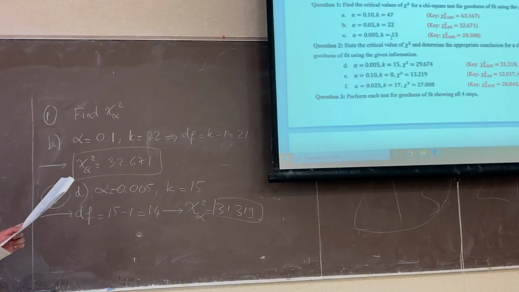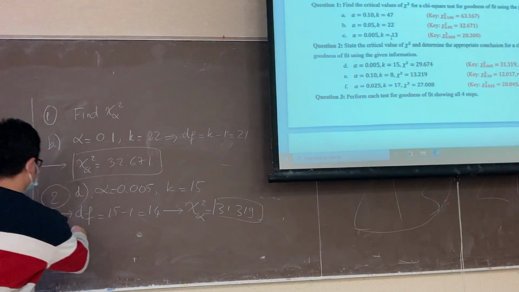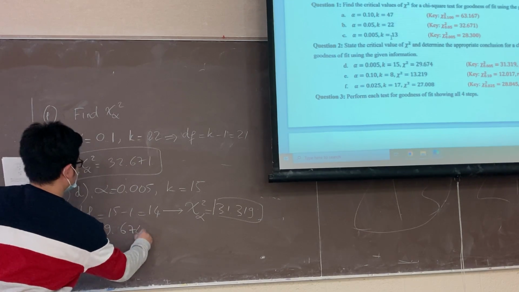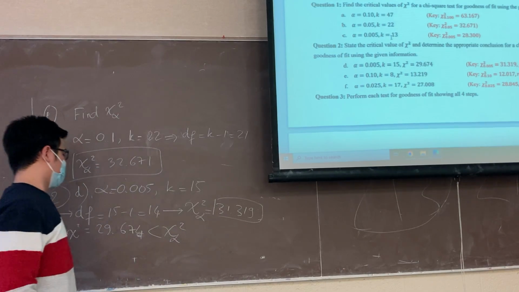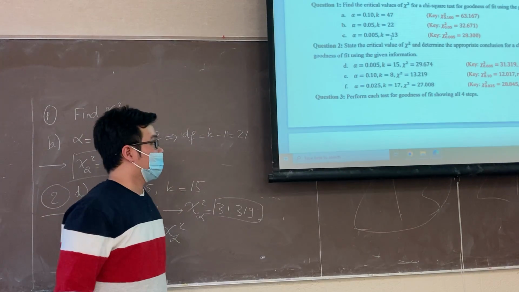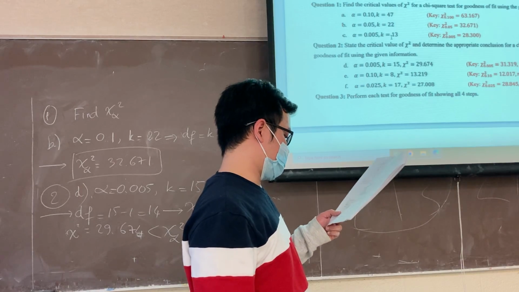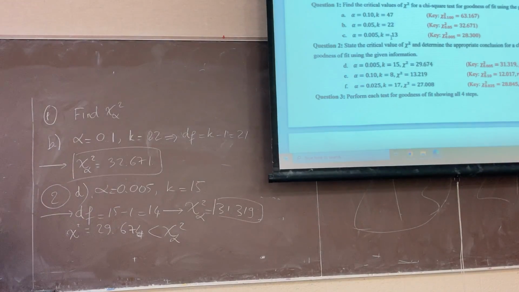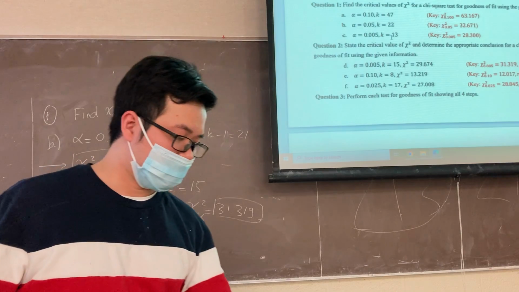After that, you compare with the chi square in the question. The chi square here is this value, right? The chi square is less than chi square alpha, because 29 is less than 31. When we have that, we fail to reject the null hypothesis. Any questions so far? The remaining questions you can do by yourself.